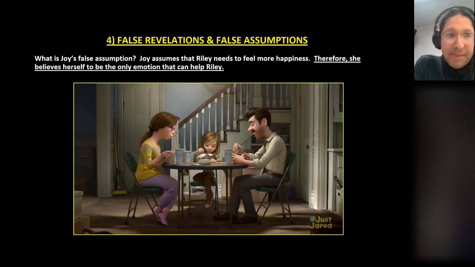So, step 4. What is Joy's false assumption from which she is basing all her actions going forward? Joy assumes that Riley needs to feel more happiness. Therefore, she believes herself to be the only emotion that can help Riley.